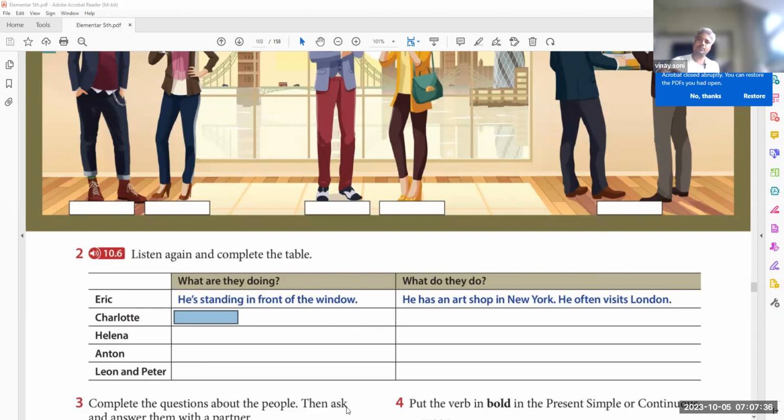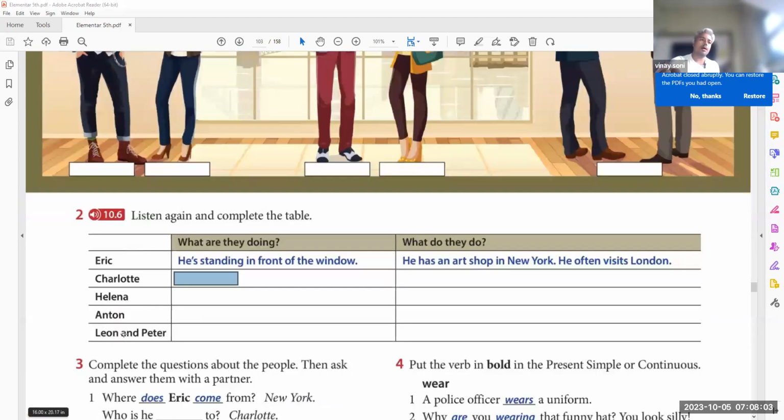Come with me. I'll introduce you to them. And I'll get you a brochure. Thank you. I'll introduce you to them and I'll give you a brochure. Thank you. So the question would be, what are Leon and Peter doing? Not what is Leon and Peter doing? What are Leon and Peter doing?